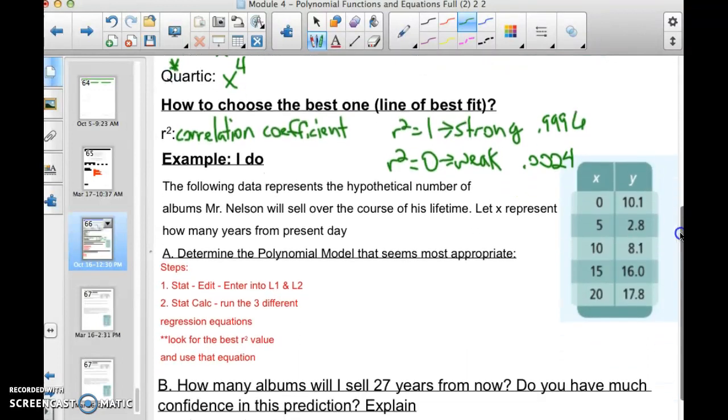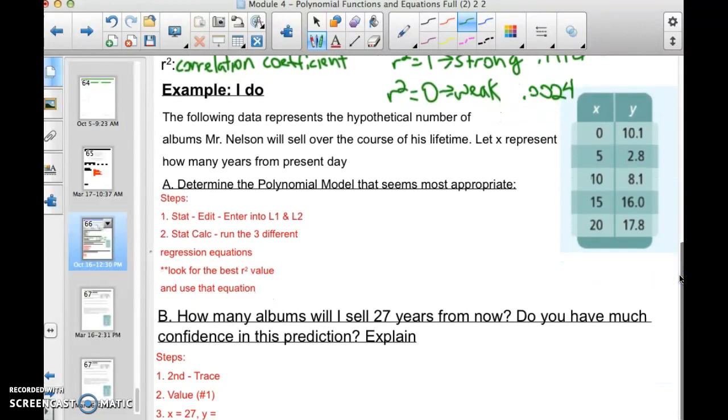All right, so now to the calculator stuff. The I do example problem I'm going to run: the following data represents a hypothetical number of albums Mr. Nelson will sell over the course of his lifetime. At one point in my life, I did want to play music and live at the beach and sell records, and it didn't happen, turns out. But if this were the case, let x represent how many years from present day it is. So if x is 0, then it is present day. If x is 5, then it's 5 years from now, 10 years from now, 15 years from now, and 20 years from now. And part A is what I'm going to show you in the calculator.